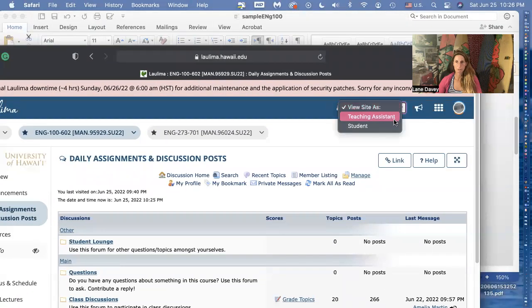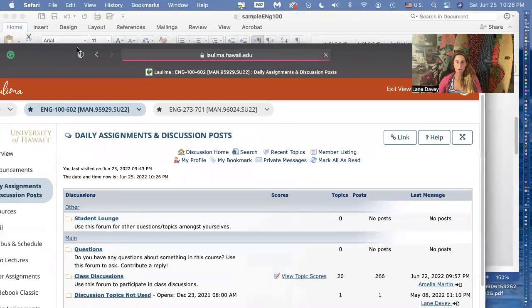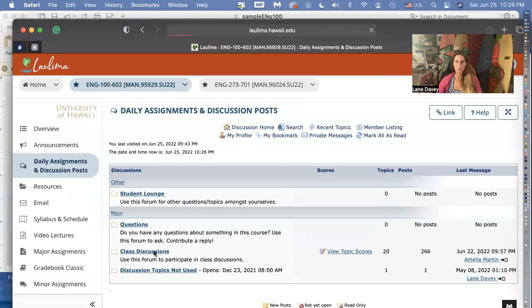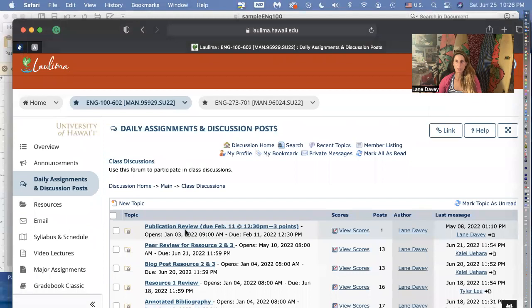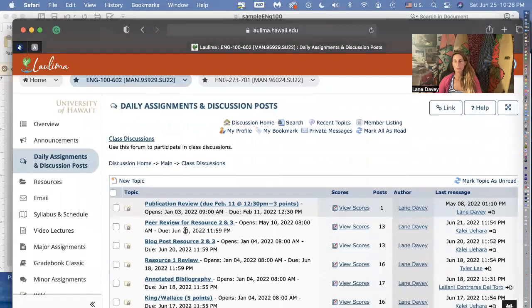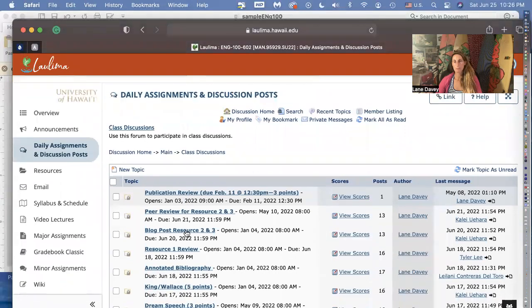Several of you, most of you, did not correct your papers according to my comments. You should have comments for your annotated bib, your resource 1, and your resource 2 and 3. And these two assignments are the ones you really need to review. All you have to do is click on this button, view scores, and you'll see your score plus my comments.